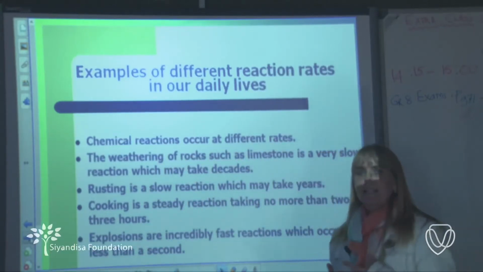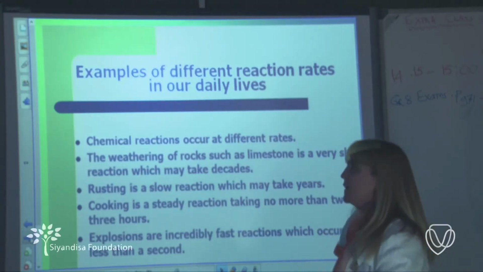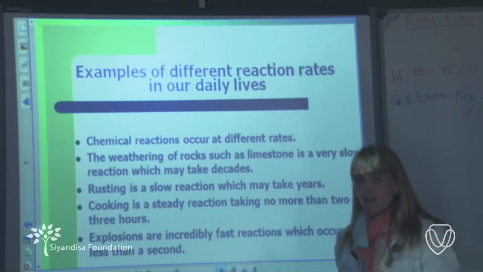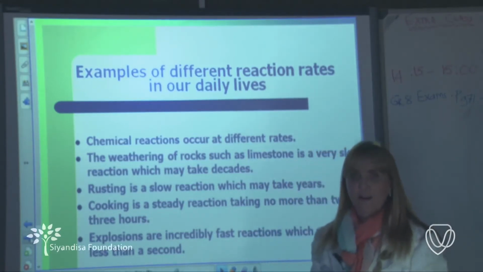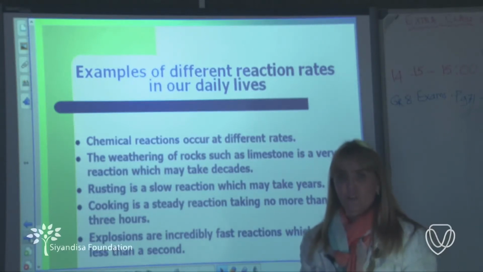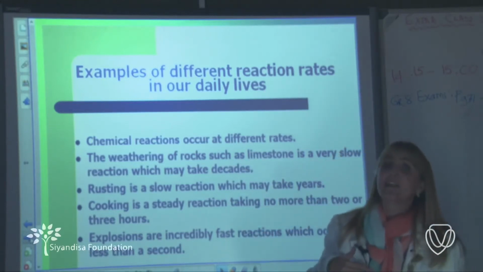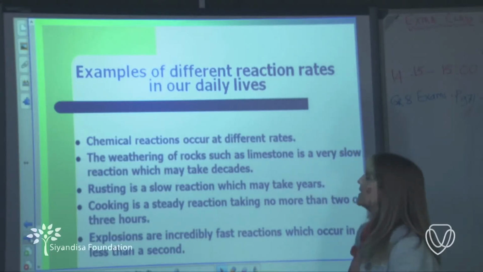This just gives you an idea of different reaction rates. If I look at rocks outside, those rocks have changed shape over the years. Their chemical composition has changed because of weathering. But it's a chemical reaction that has taken decades or even centuries to occur. So in other words, this would be a chemical reaction that has a very, very low rate of reaction, a very low reaction rate.